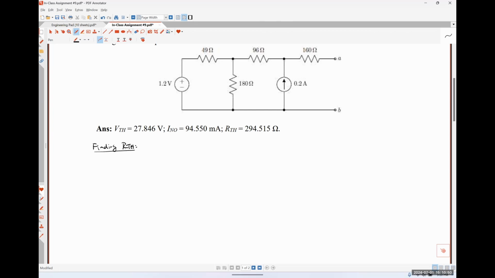So to find our Thevenin equivalent resistance, we turn off our independent sources. So that means our 1.2 volt source is a short. We have a 49 ohm resistor, a 180 ohm resistor, a 96 ohm resistor, a 160 ohm resistor. Here's terminal A. Here's terminal B. We're looking in. What do we see?